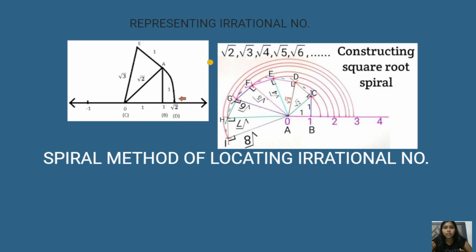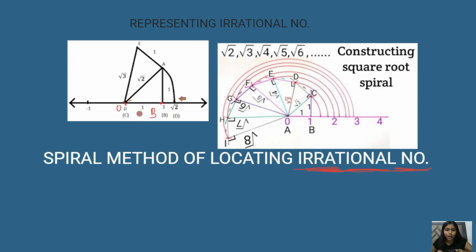The spiral method is for locating irrational numbers. The method we studied in the previous slide was the successive magnification method, used for decimal expansions. But the spiral method is for irrational numbers. This seems very complicated, but it is not. For this method we just have to use the Pythagoras theorem, which you have used in your previous classes. Let's take this as point O, this is point A and this is point B. Now I am drawing this like this.